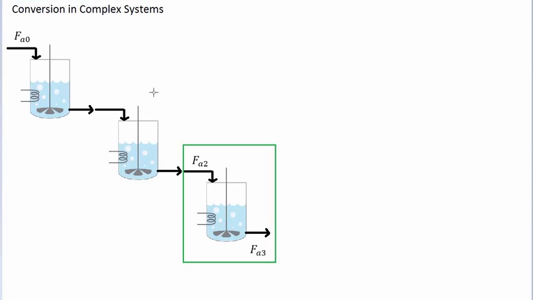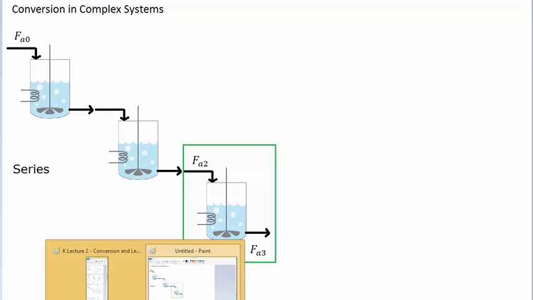Okay, so what if we have a more complicated reactor system? Take a look at this. Say we have CSTRs in what we're going to call series. What that means is that the outlet of one of these is connected to the inlet of the next one. So you have a first CSTR, a second CSTR, and a third CSTR. How can we express the conversion of this last CSTR over here?